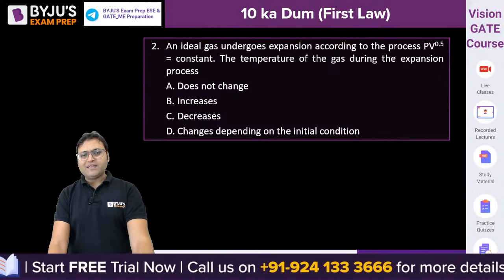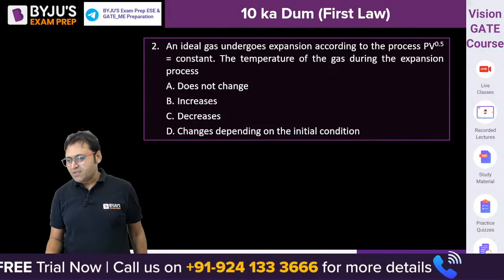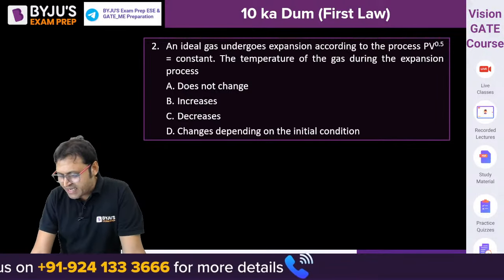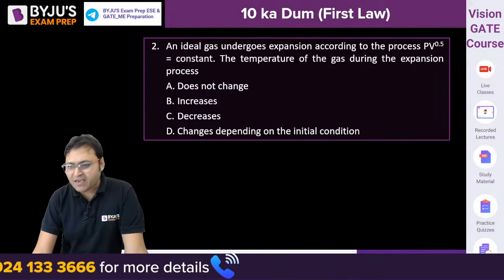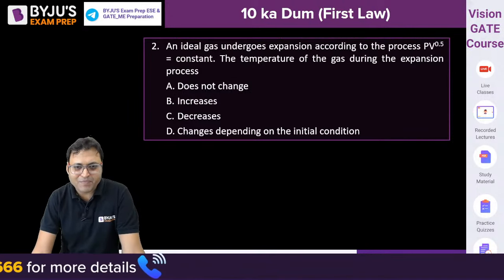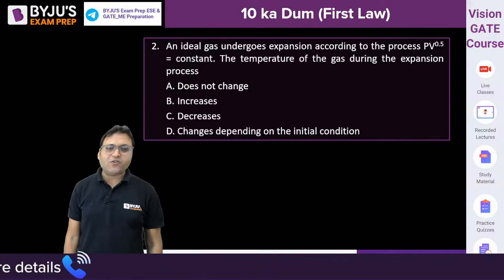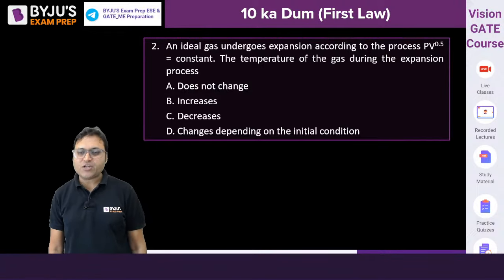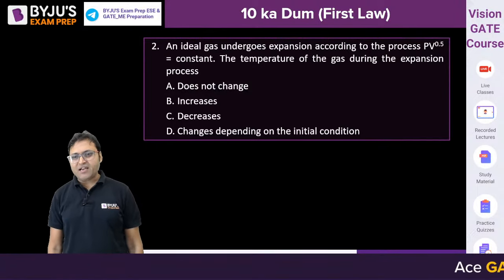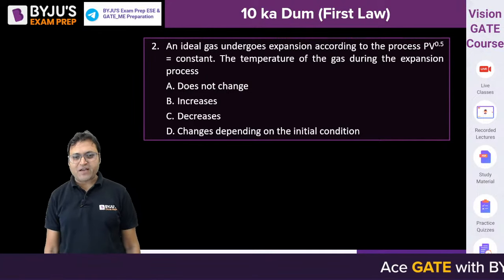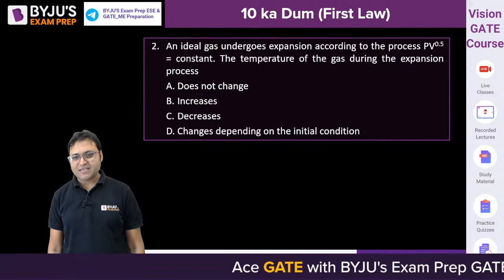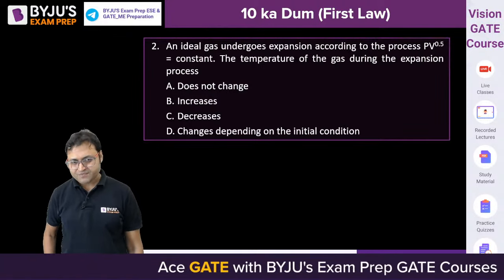Question number 2 on the screen. Let me see who will be the one giving me the correct answer first. Everyone, please give it a try. Again, it is for an ideal gas which is undergoing an expansion process. According to the process, pressure into volume to the power 0.5 is constant. What will happen to the temperature of the gas during the expansion process?